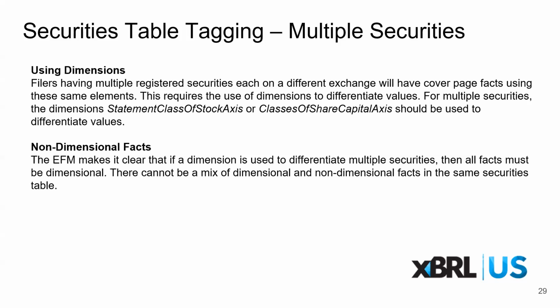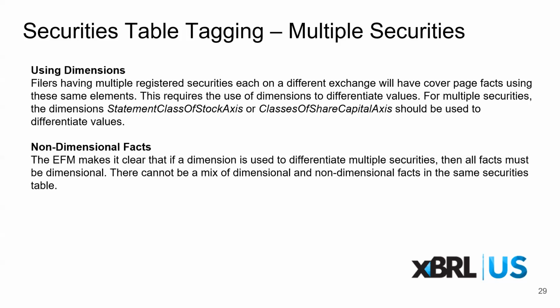So if you have multiple securities, you're going to want to use the dimension Statement Class of Stock Axis or Classes of Share Capital Axis to differentiate these values. And you can use a member that's a custom member based on whatever security you're tagging. So you'll have custom members for each security you're marking in here.